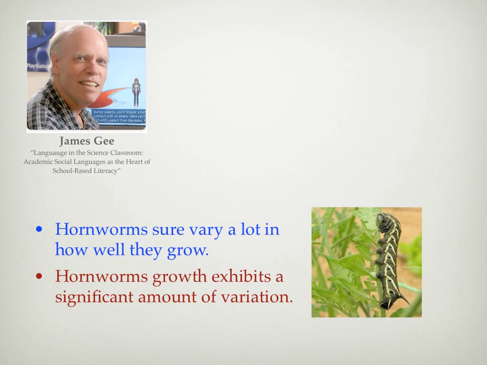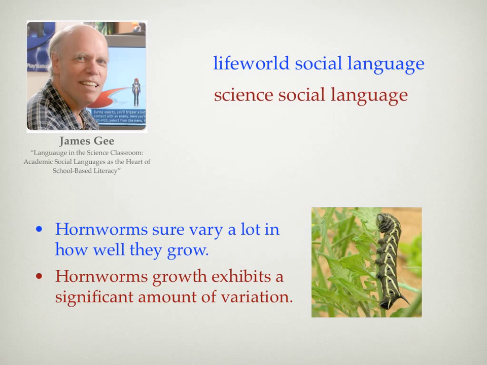Gee provides a very interesting and thorough analysis of these two statements. The first one he takes as an instance of life-world social language. What's that mean? Well, that's the sort of language we use when we're behaving as ordinary, non-specialist people. While the latter one is an instance of a science social language. Part of a specialist discourse, he might say.